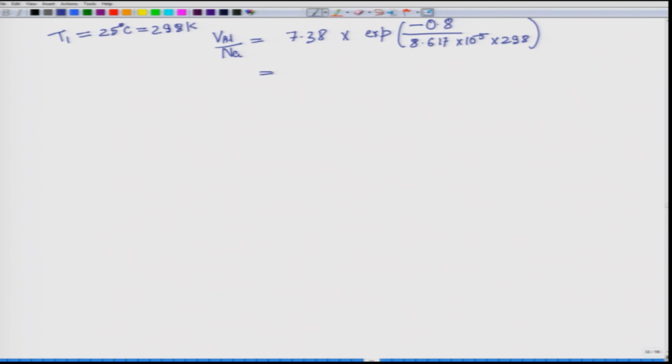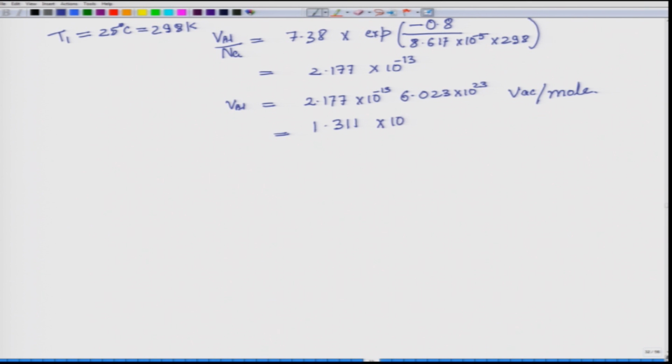So, this will translate to 10 to the power minus 13. This is a fraction. Now, we will multiply it by the Avogadro number, which is also something that you should know. When we have multiplied by this, it is so many vacancies per mole, and it will translate to 1.311 into 10 to the power 11.